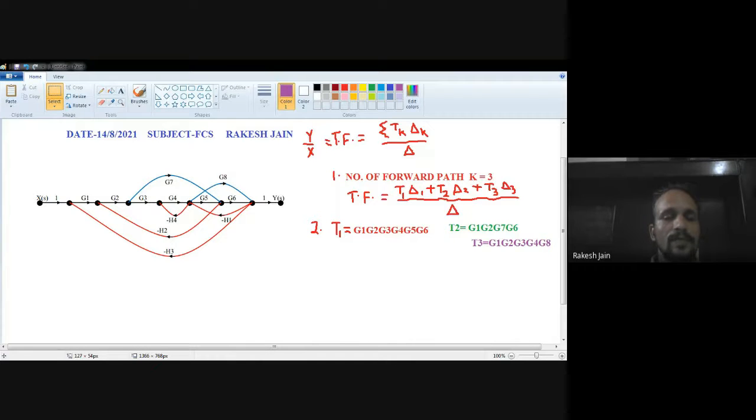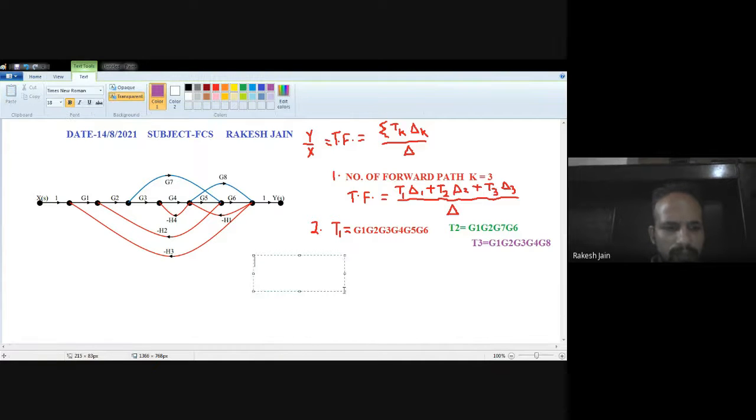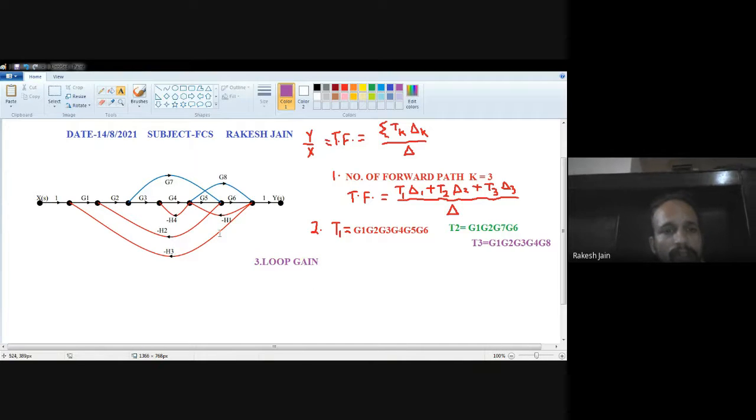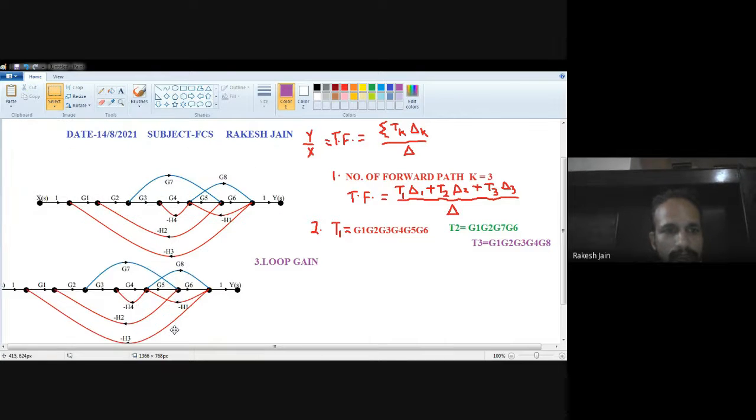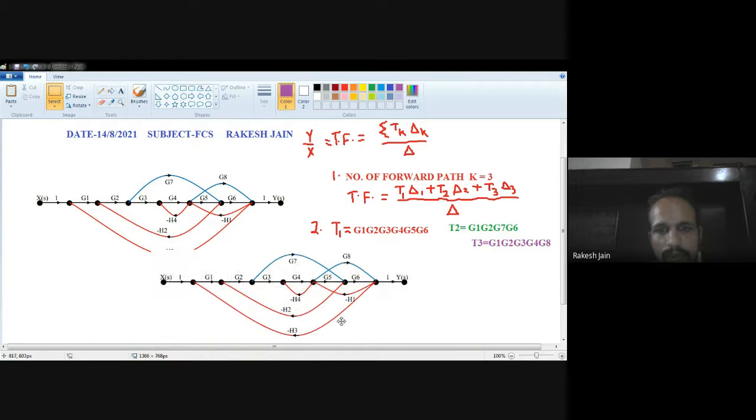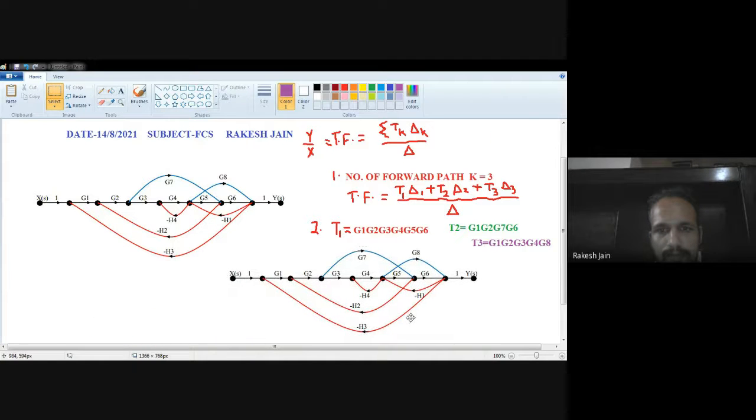Okay, now see the next step. The next step is we have to find out the loop gains. So the third step I am going to write down here. Third step is the loop gain. So see very carefully this question. How many loops are there? First of all, I just copy and paste this one, so you will easily see the loops. Okay, this one is the question.